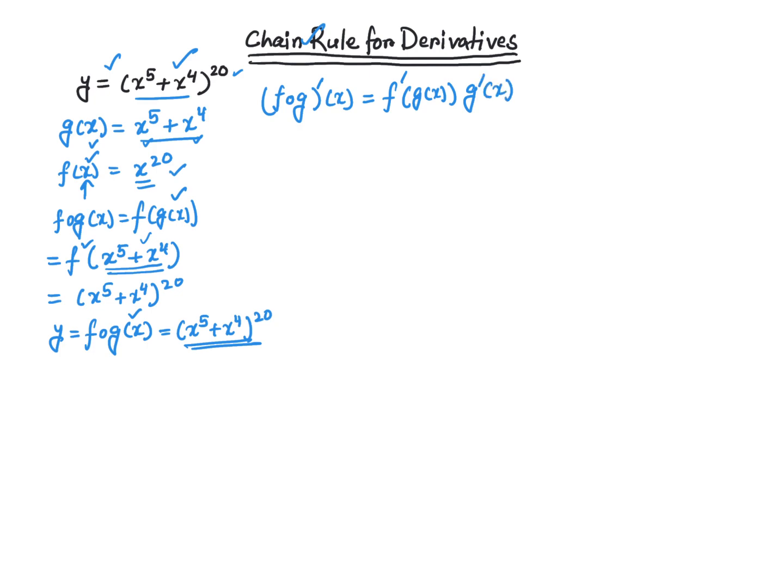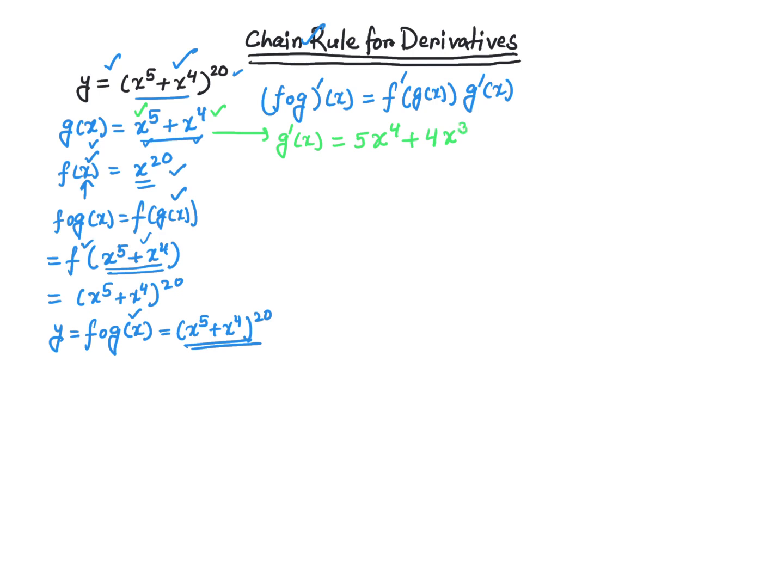Now, I'm going to go ahead and find the derivative of these guys. So what is g prime of x? G prime of x is very easy using the power rule and the rule for addition for derivatives. You can just easily write it: the derivative of x to the power 5 is going to be 5 times x to the power 5 minus 1, which is 4. Plus the derivative of x to the power 4 using the power rule is going to be 4 times x to the power 4 minus 1, which is 3. So I found one derivative.